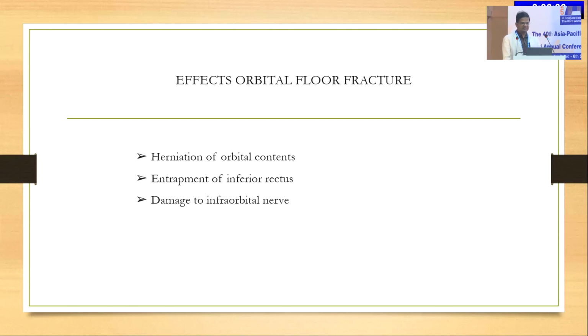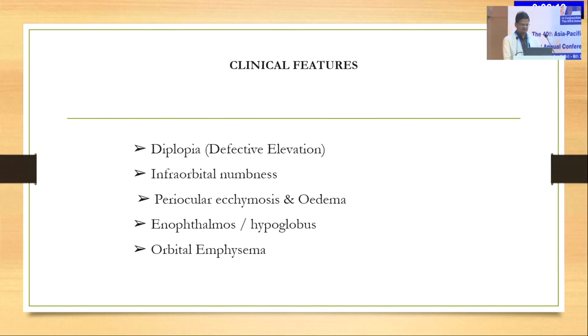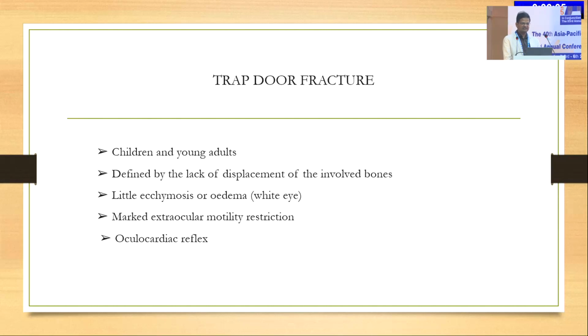As an effect of orbital fracture, we can get herniation of orbital contents, or entrapment of the inferior rectus, which is most common in inferior wall fracture, but other muscles can also get entrapped, and fat entrapment can occur. There may be damage to the infraorbital nerve, or even damage to the optic nerve. So what clinical features do they present with? They can present with diplopia, infraorbital numbness, periocular ecchymosis, enophthalmos or hypoglobus, and orbital emphysema is also observed in some cases.